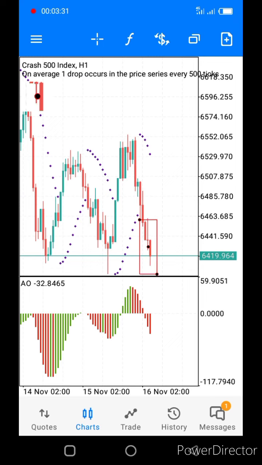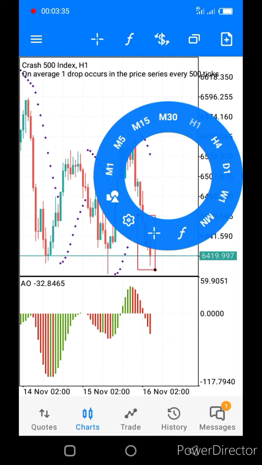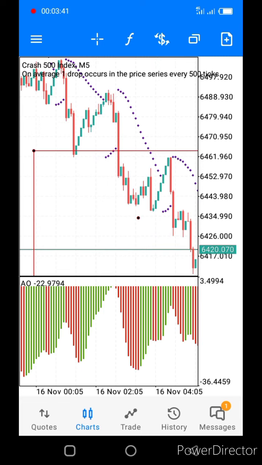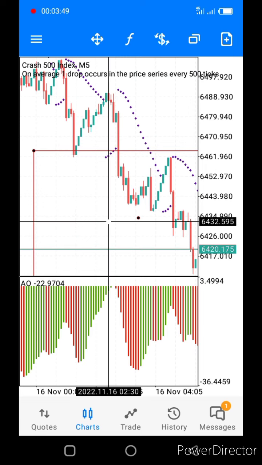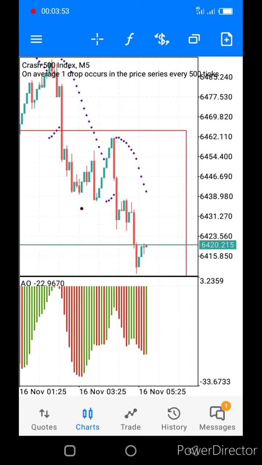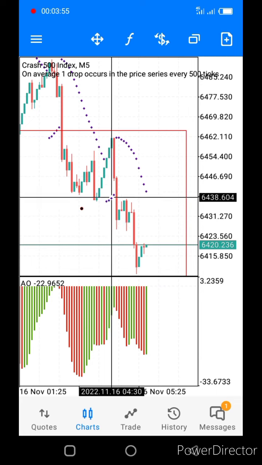Let us go to the 5 minutes time frame and see if it is actually selling there. Let's bring it down. Can you see? The market is selling. This is it. We have a sell signal here, one, and we have another sell signal here.